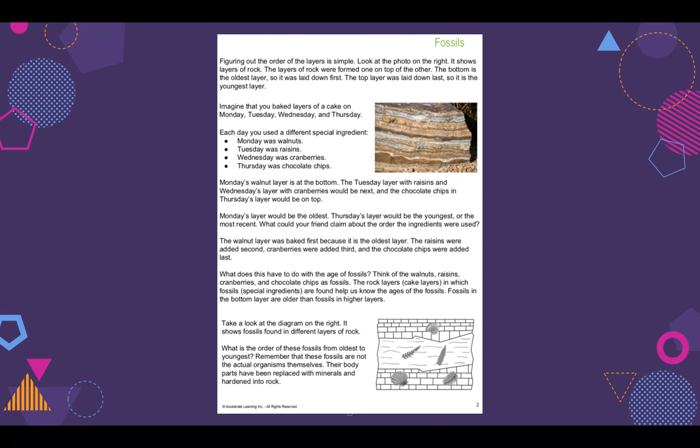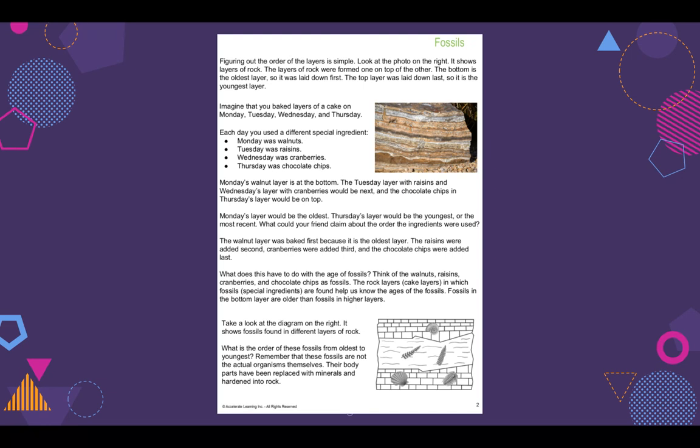What could your friend claim about the order the ingredients were used? Well, the walnut layer was baked first because it is the oldest layer. The raisins were added second, cranberries were added third, and the chocolate chips were added last. What does this have to do with the age of fossils? Think of the walnuts, raisins, cranberries, and chocolate chips as fossils. The rock layers, or in our example the cake layers, in which fossils, or the special ingredients, are found help us know the ages of the fossils. So this was just so you can picture a visual in your mind.